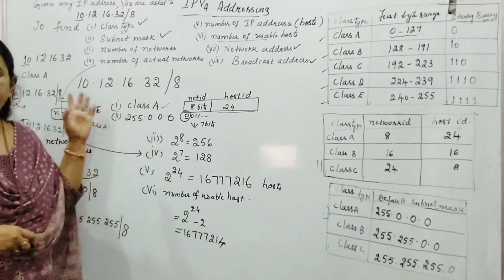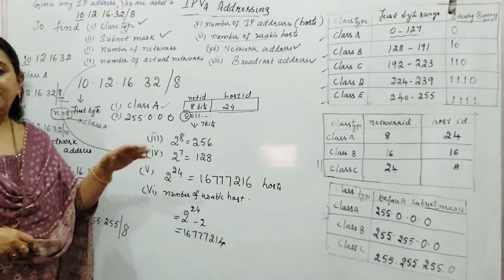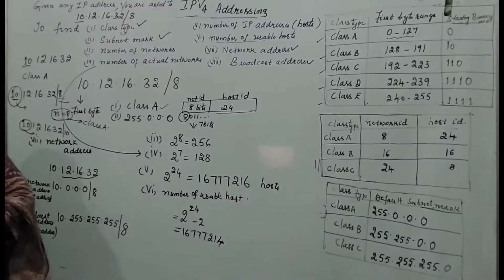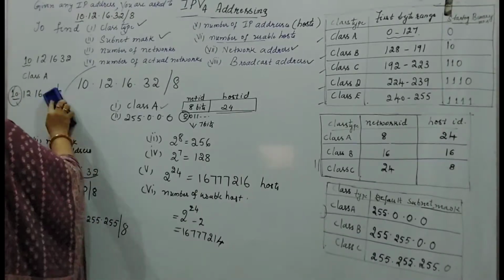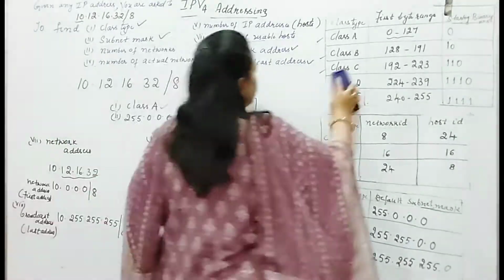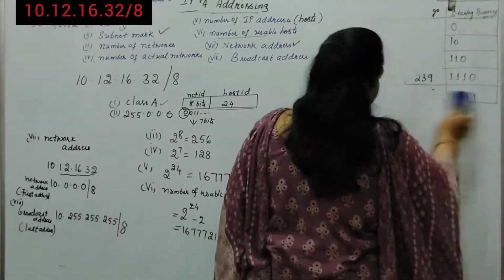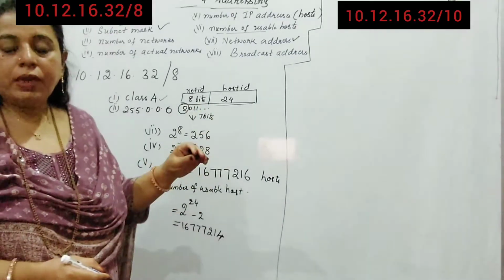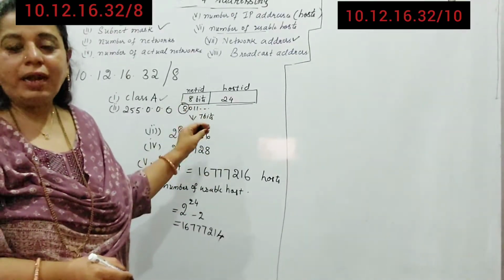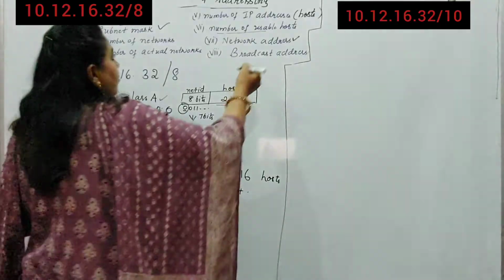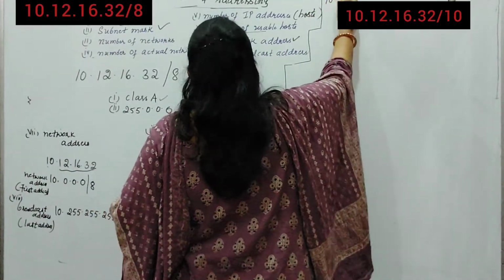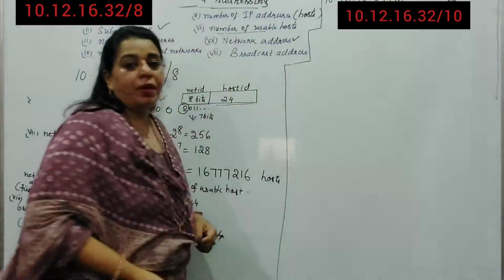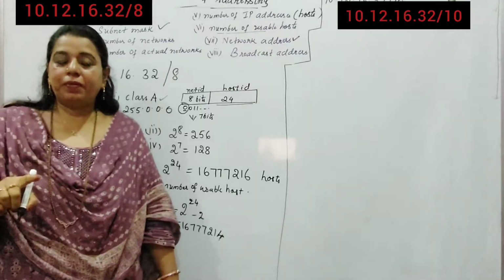My next example is similar to this kind, but here I wanted to give you a prefix value other than 8. So let us see one such example. I have decided to give you an example so that you can compare parallelly with the solution which I have solved earlier. So next what we will do is we will take the same IP address 10.12.16.32, but the slash value will be 10. Once the slash value is 10, that means the prefix value is 10.